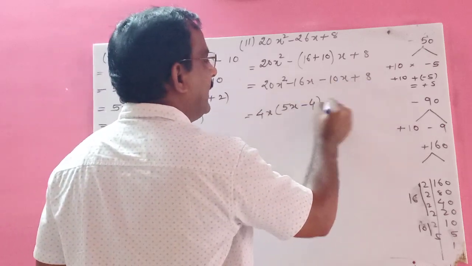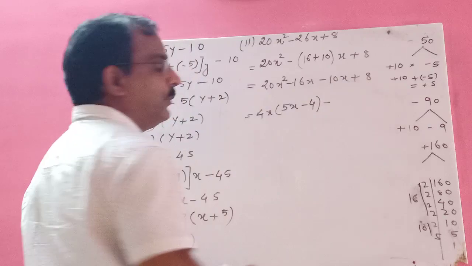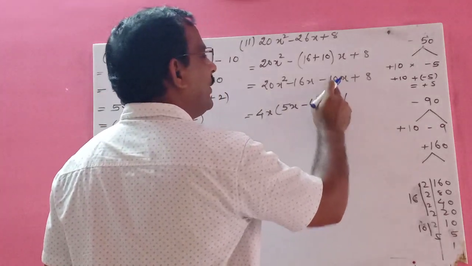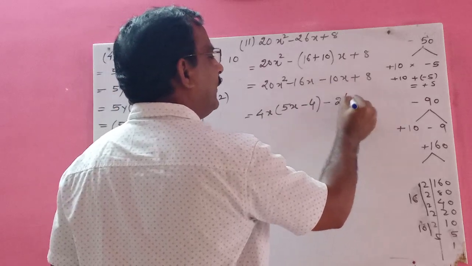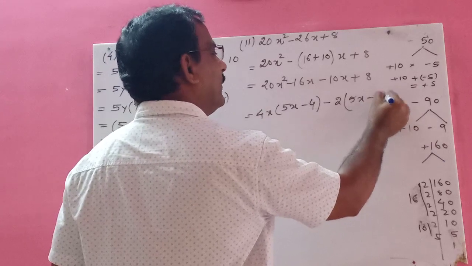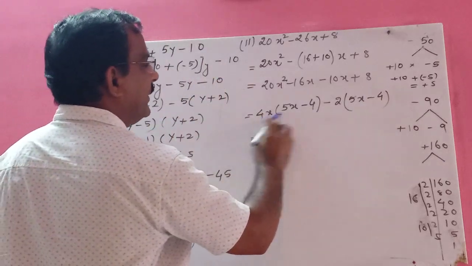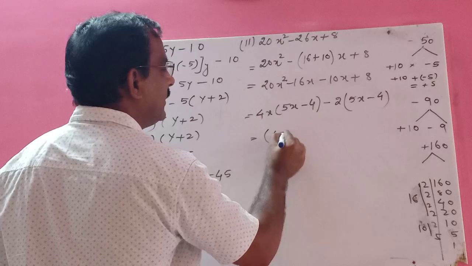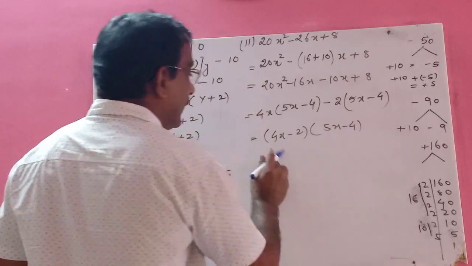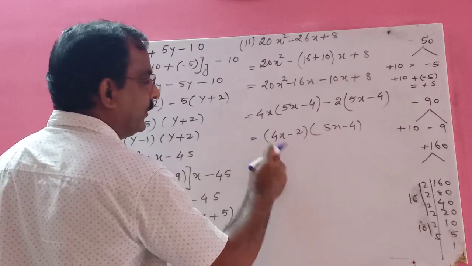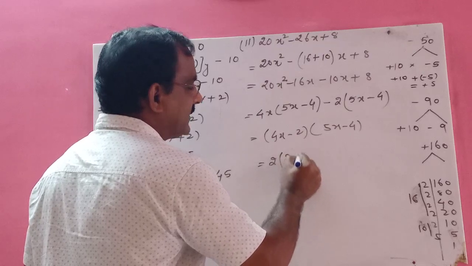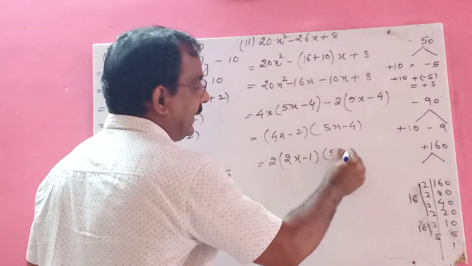Among these two, minus is common. 8 and 10 both are divisible by only 2. So write here 2, and what is remaining? 2 5s are 10, so 5x. This sign will change because of minus. 2 4s are 8. Okay. Now these two together, 4x minus 2 and 5x minus 4. Even here you can see, children, 2 is common. 4 and 2 are divisible by 2. So I am taking 2 common. 2x minus 1, 5x minus 4.